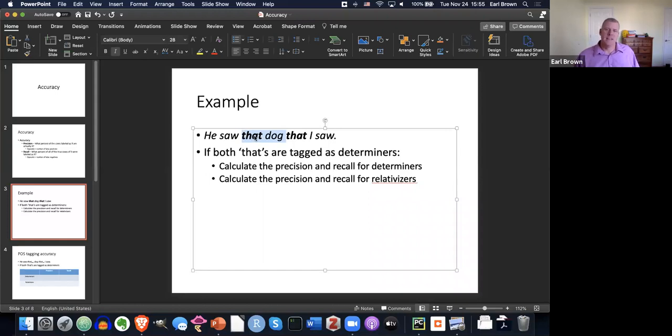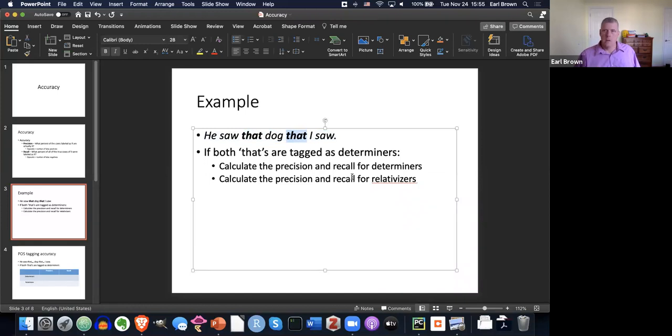And so that is technically a demonstrative adjective on this noun dog. So that's a determiner. Whereas the second "that" in this sentence is a relativizer. It's a relative pronoun, a relativizer that talks about which dog I saw. So he saw that dog, determiner, that I saw, relativizer.